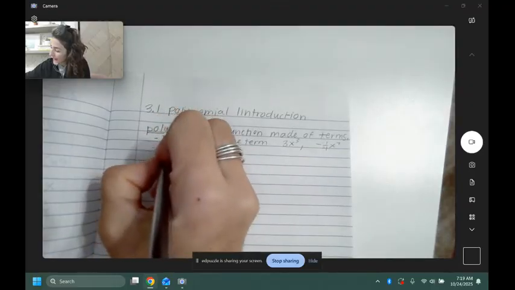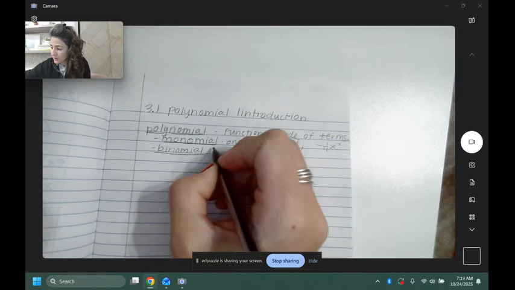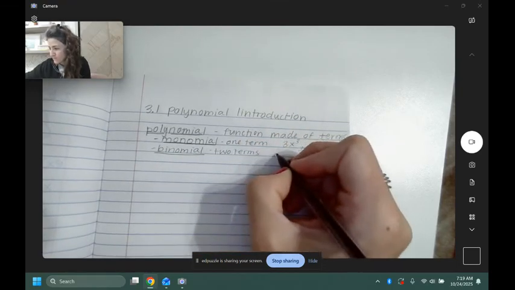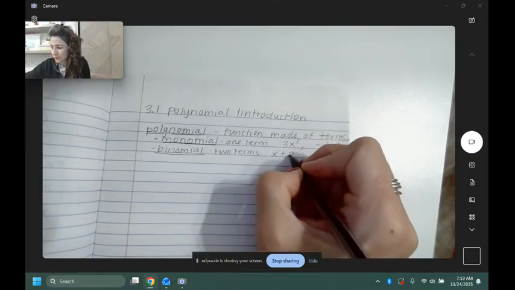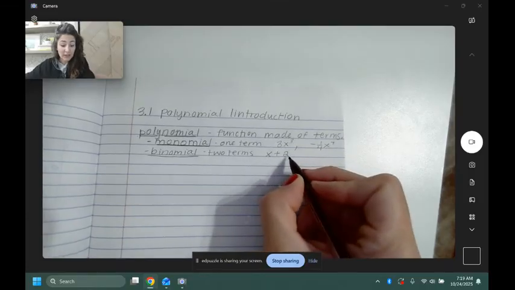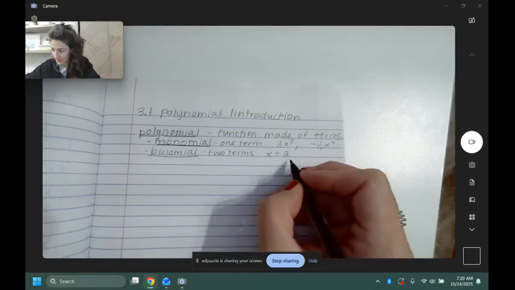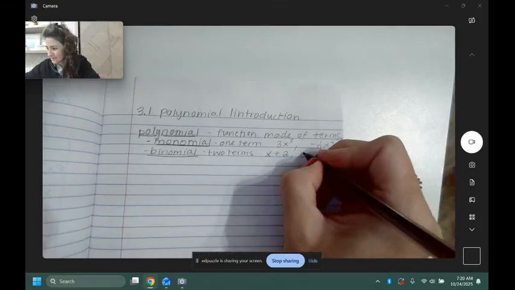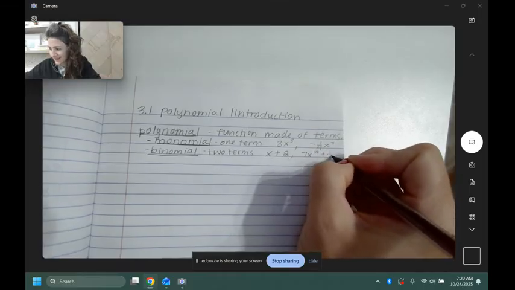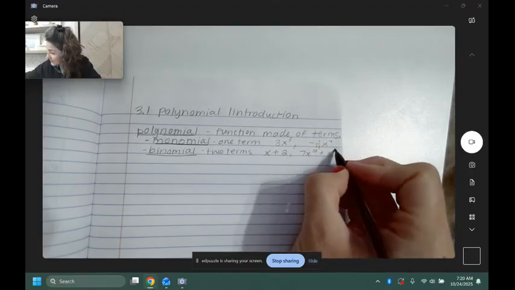I could also have a binomial. Bi meaning two, two terms. x plus 2. Binomial. These are two pieces. I can't combine them. There's no like terms here. It's fully simplified, and in the end, there are two pieces. It could also be 7x to the 10th plus x to the 6th. Two pieces that I cannot combine.